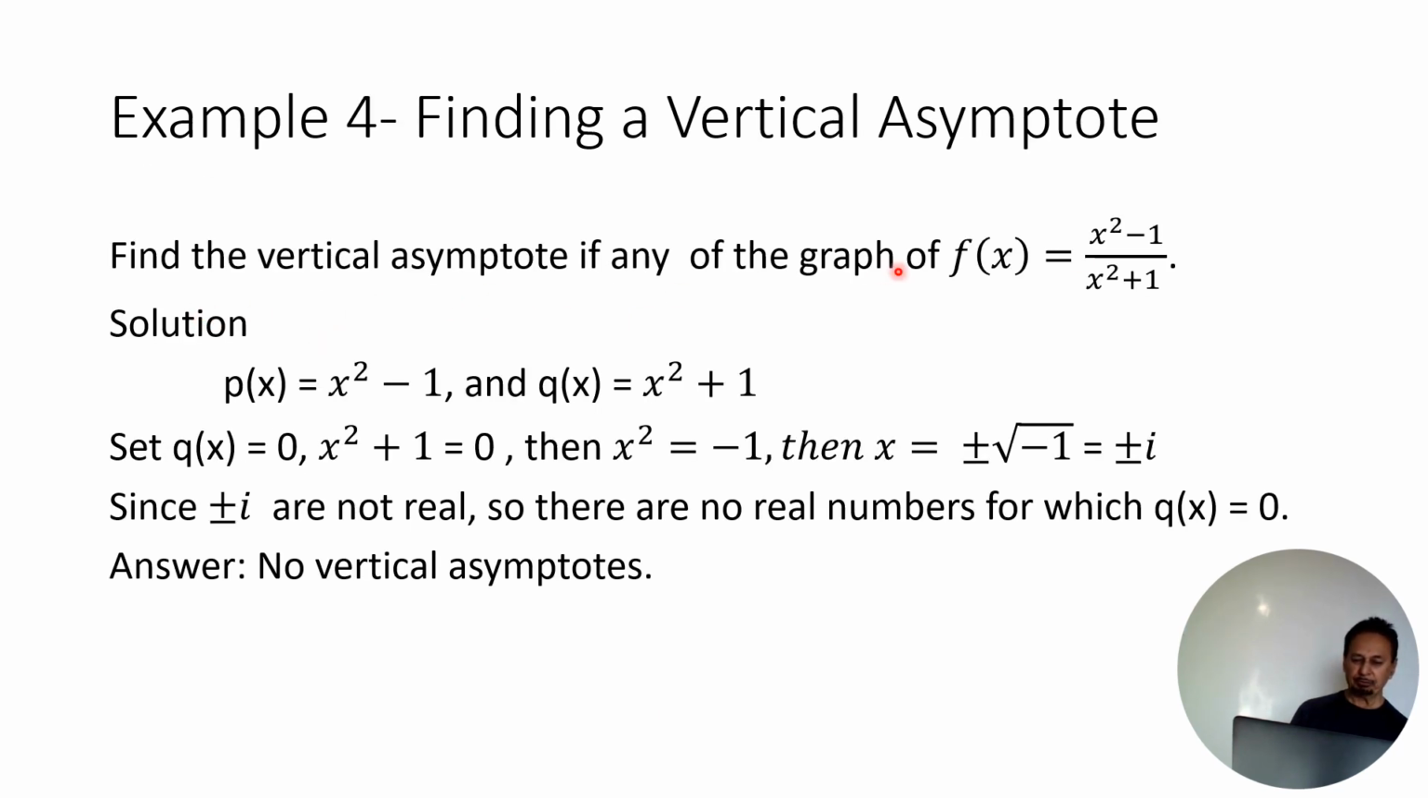Find the vertical asymptote, if any, of this graph. The numerator p of x is x squared minus 1 and q of x is x squared plus 1. We set x squared plus 1 equal to 0. Now we isolate x squared and it becomes negative 1, and then we take the square root. So we get x equals plus or minus the square root of minus 1, which is plus or minus i. Since plus or minus i are not real numbers, there are no real numbers for which q of x equals 0. So we stop here and say no vertical asymptotes.